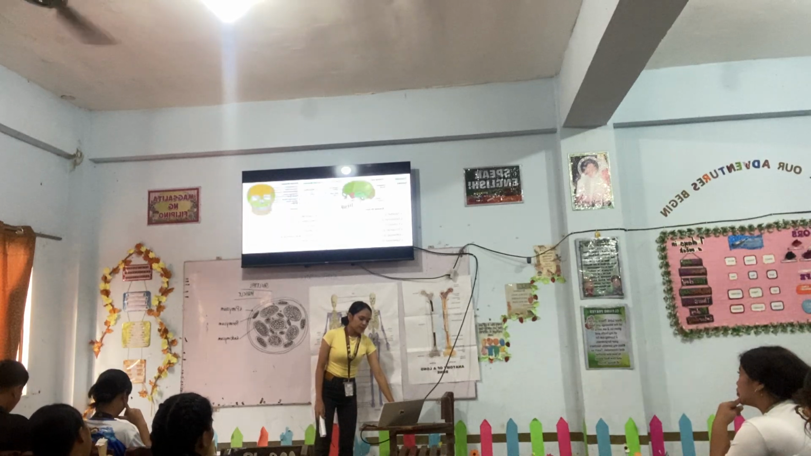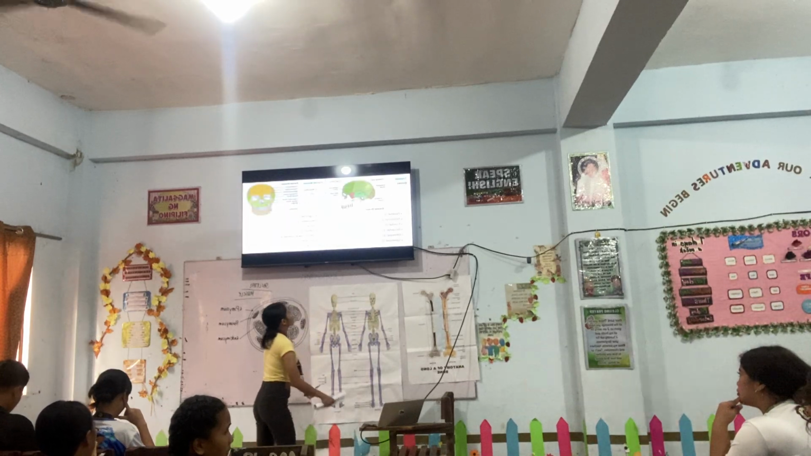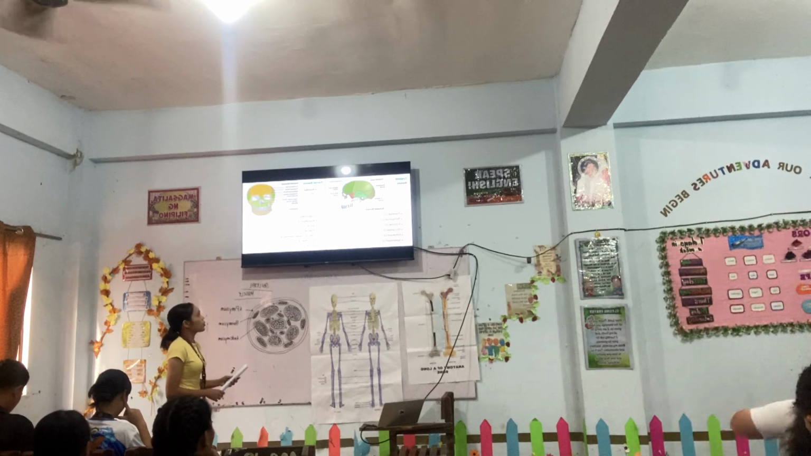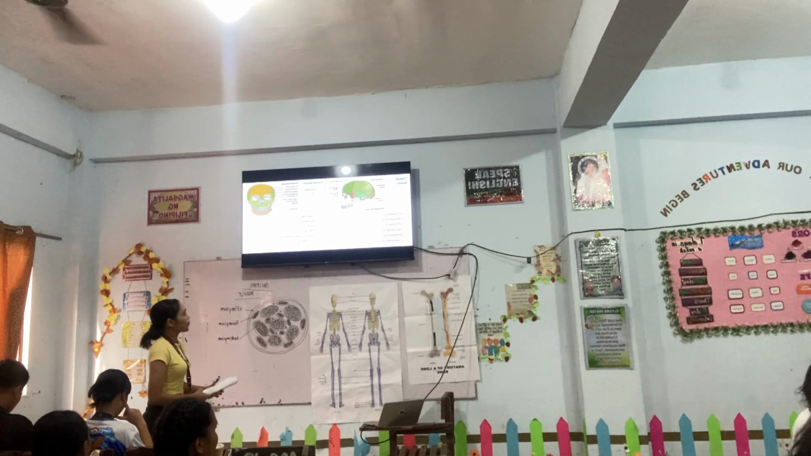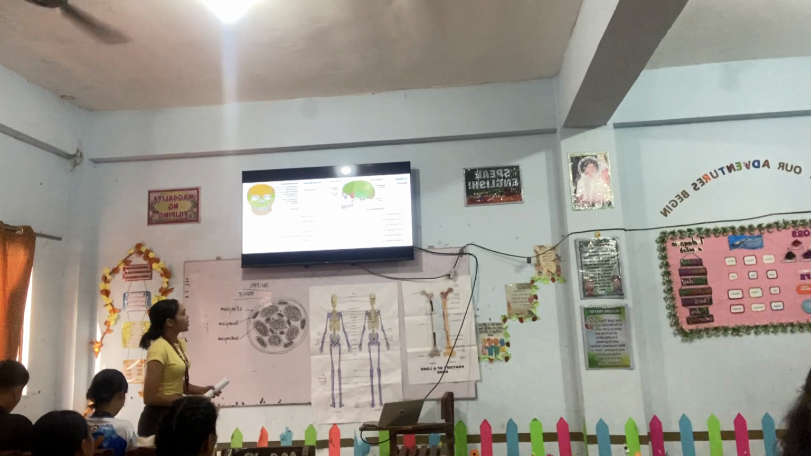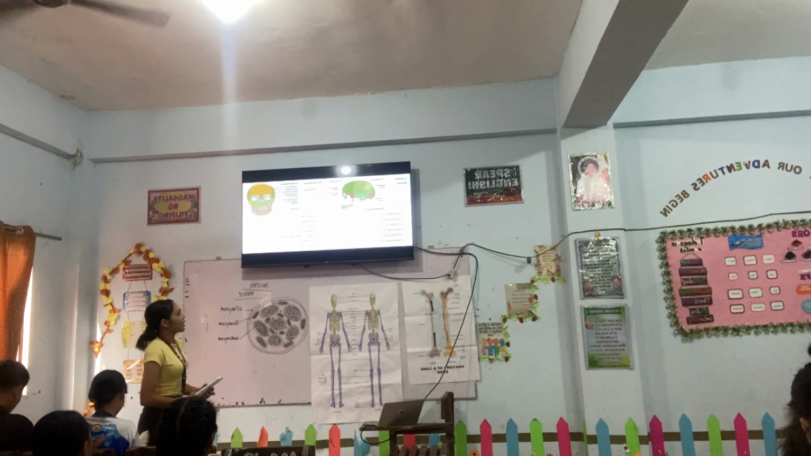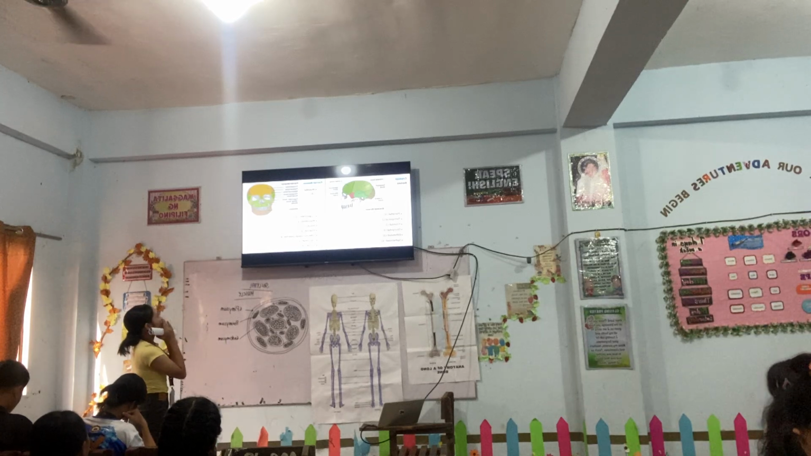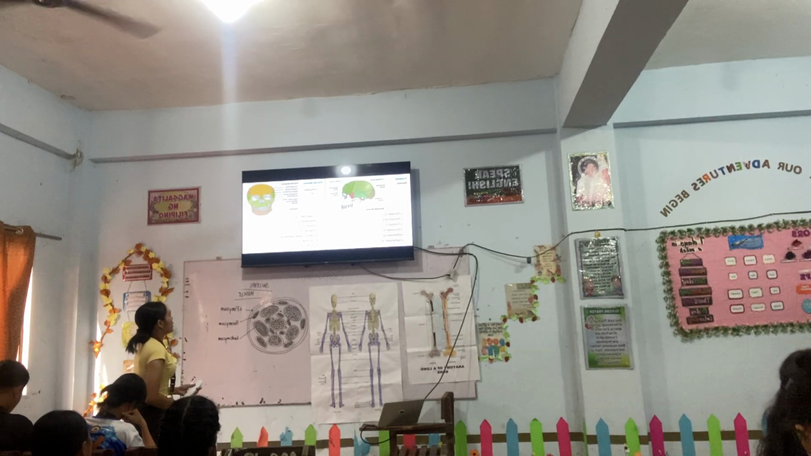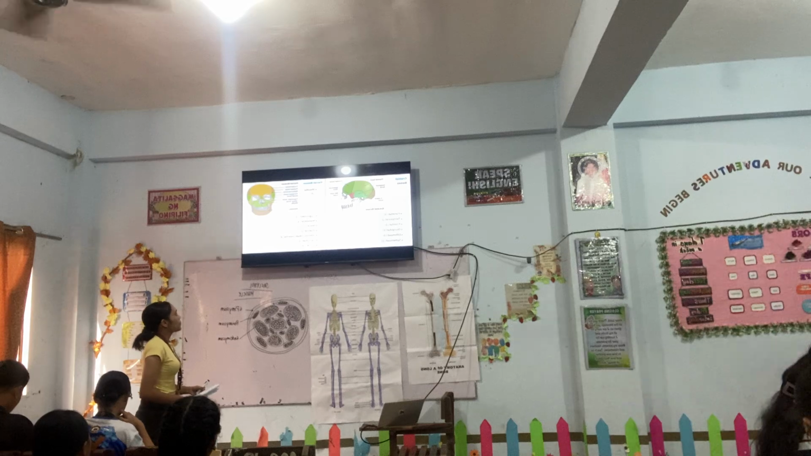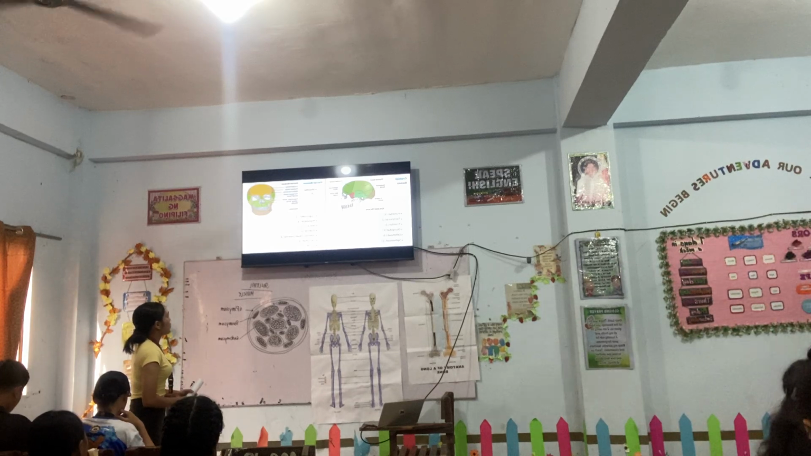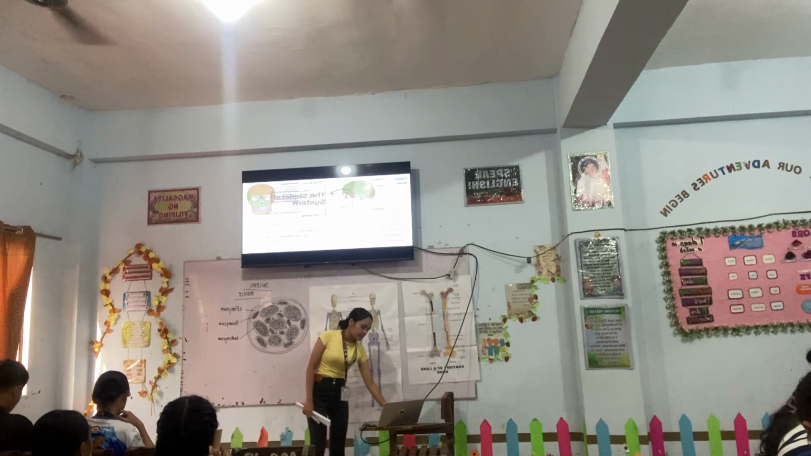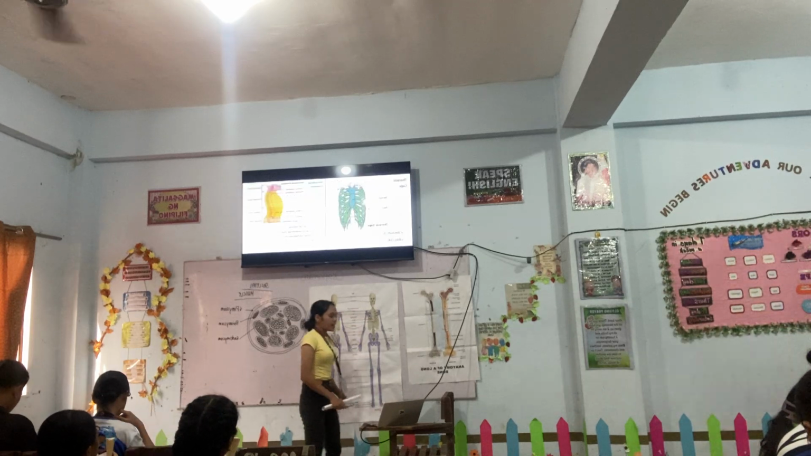So, our cranial bones are part of the axial skeleton. Our cranial bones are composed of the parietal, temporal, frontal, occipital, ethmoid, and sphenoid. Our facial bones are composed of the zygomatic, mandible, nasal, inferior nasal concha, lacrimal, and vomer.